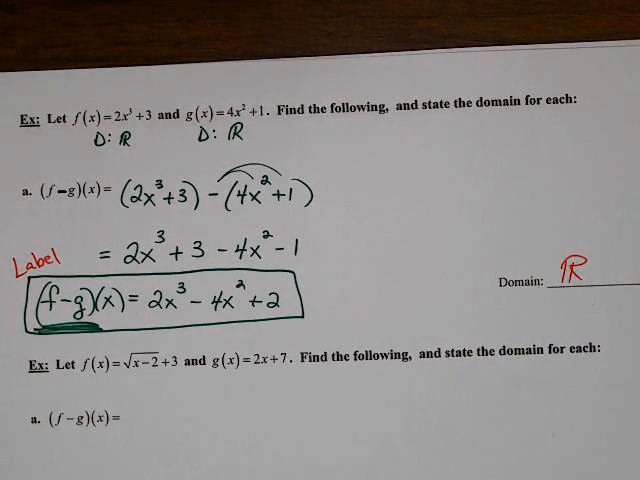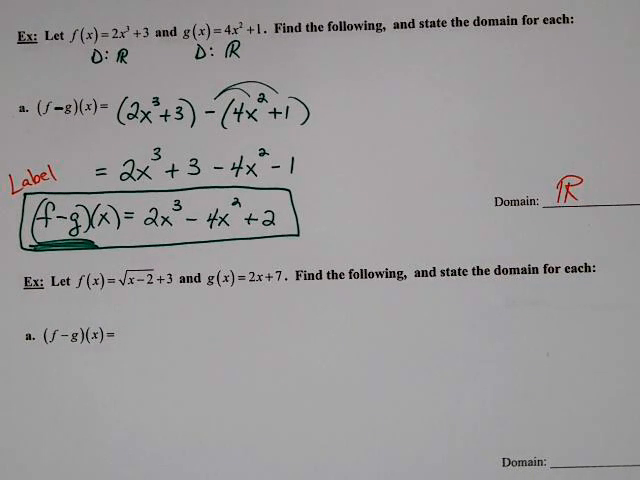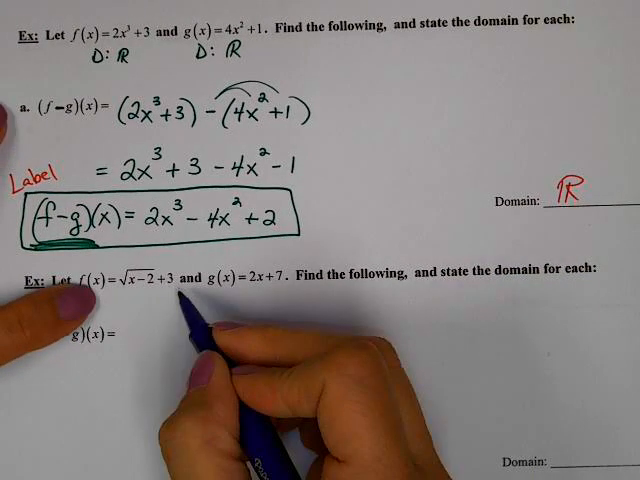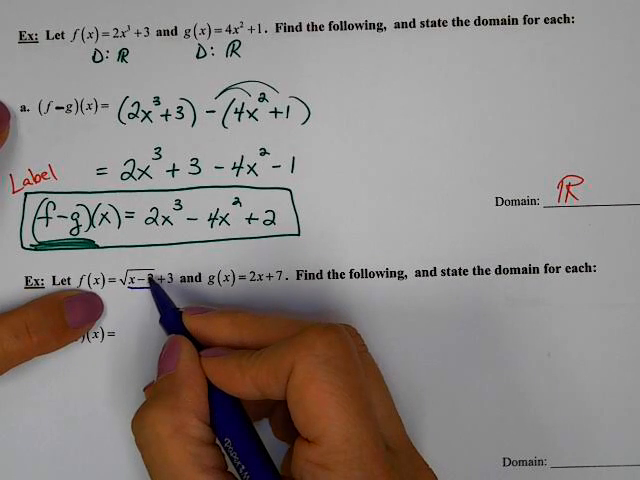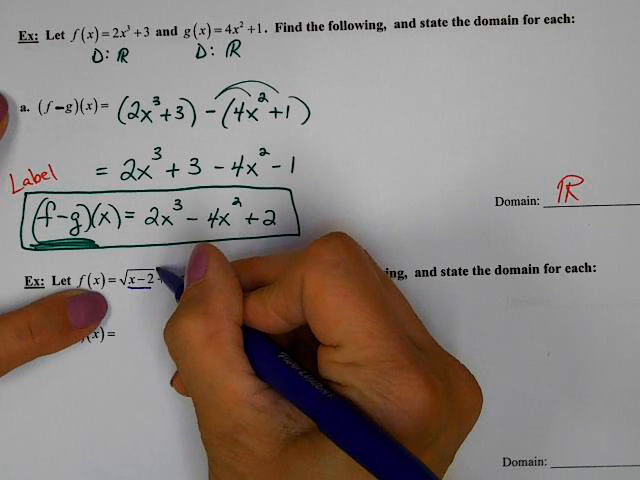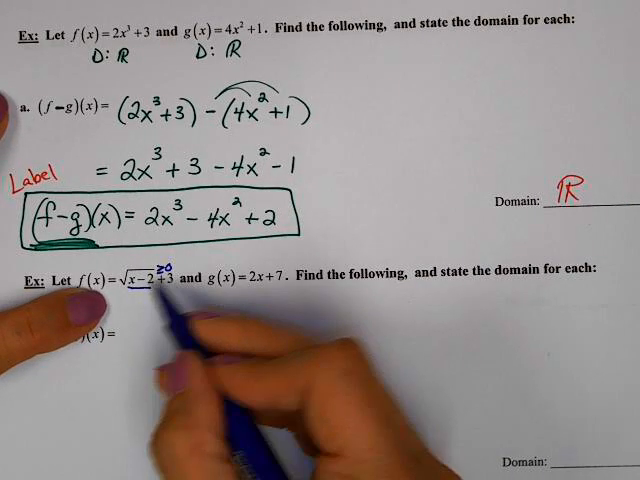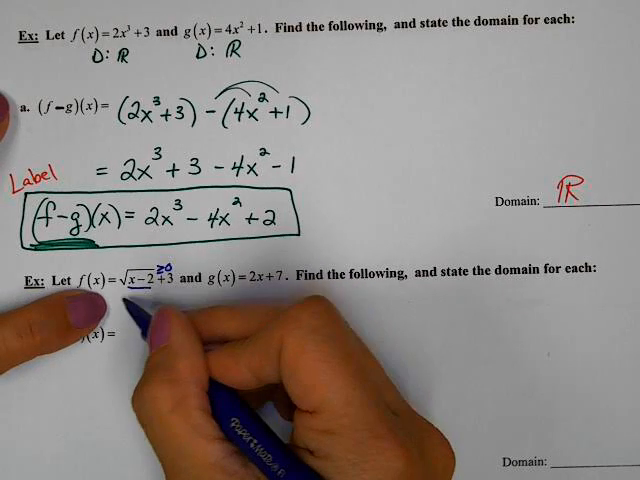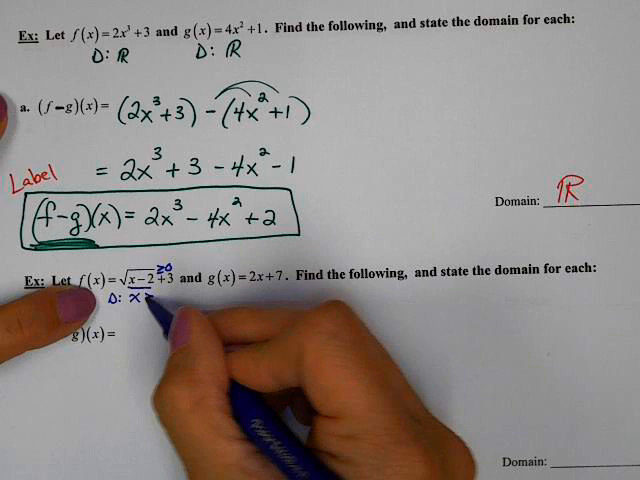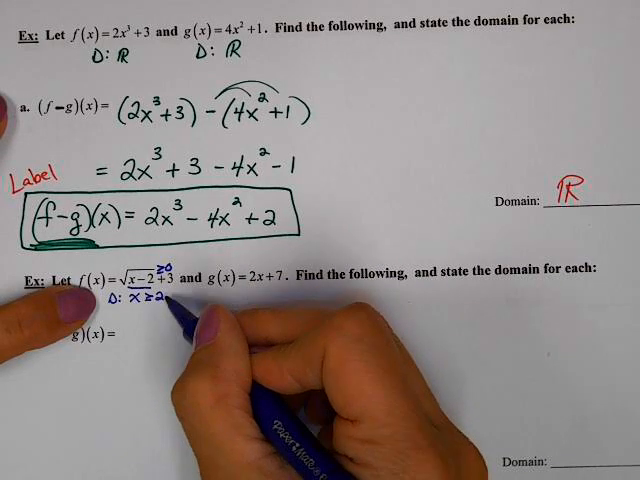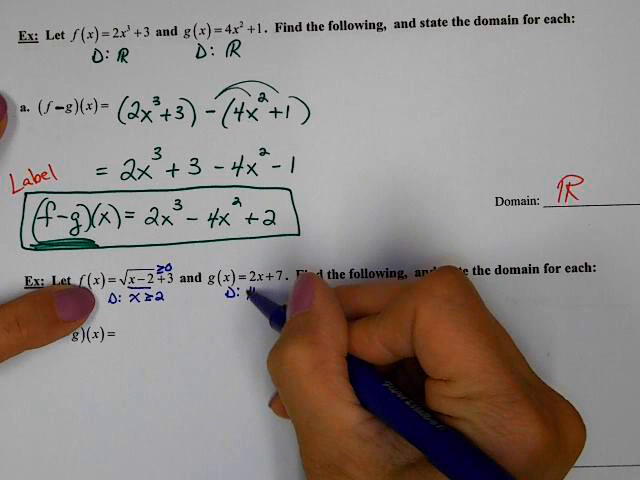Let's take a look at one that has a radical sign. When you're doing the domain, you just care about the expression under the radical. Under a radical says be greater than or equal to 0. I don't care about the 3. It's not in the radical. So for f, the domain is x's have to be greater than or equal to 2. And g's domain is all reals.